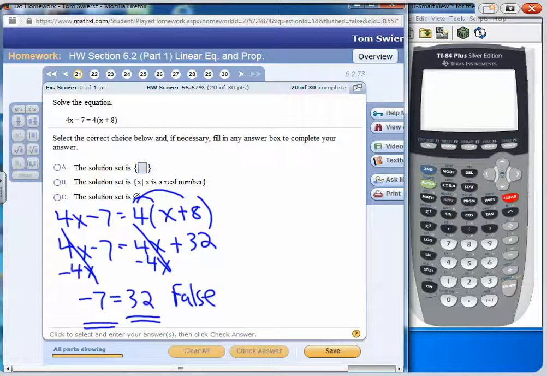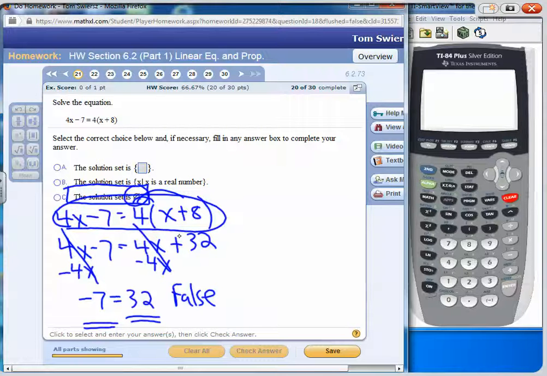You're never going to get a negative 7 equals 32. Or backwards, you're never going to get 4x minus 7 equals 4 times x plus 8. So that means here the solution set is nothing, or the empty set. The 0 with the line through it means the empty set.